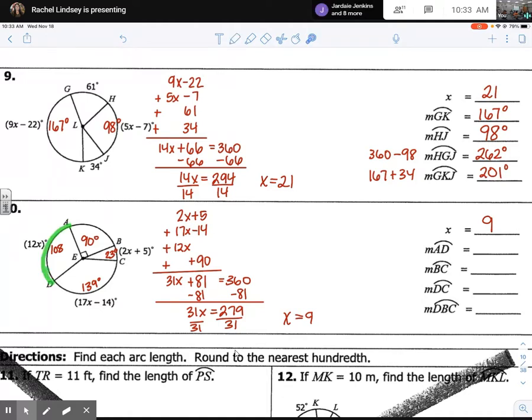Okay, so AD is 108. BC, 23. DC, 139. And then DBC. So 360 minus 139. 221.